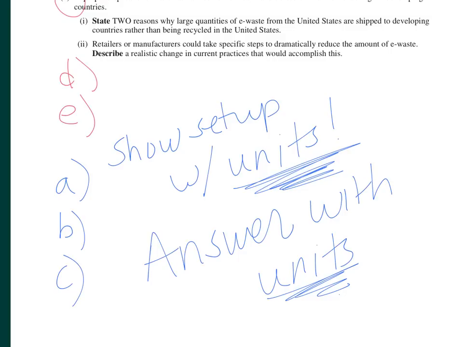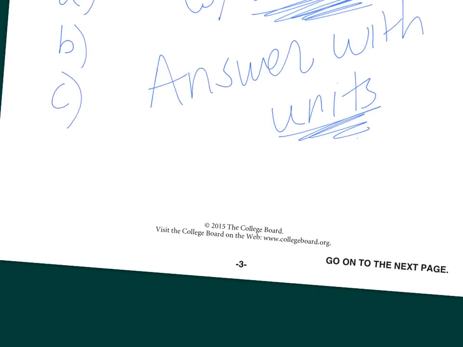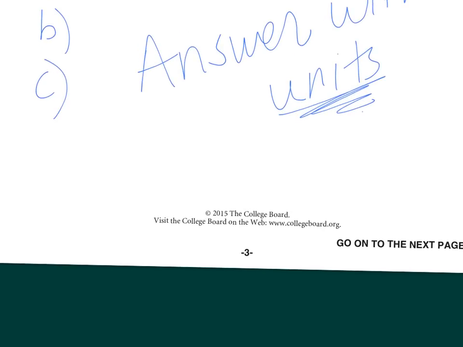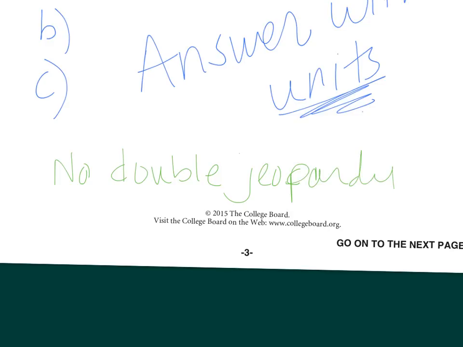Another thing that I want to point out to you is that there is no double jeopardy. And what that means is that if you need the answer to A to solve B, and you get A wrong, but you use that wrong answer in B correctly, then you get points for B. And so even if you get it wrong and it carries on, you can still earn points subsequently. So that is great.